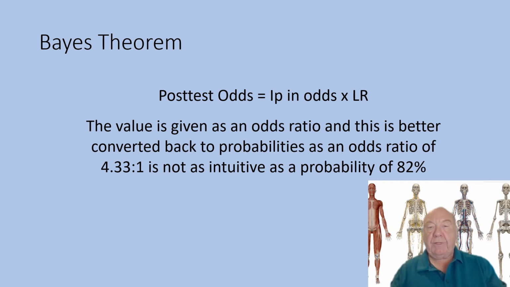Bayes' theorem, as I say, is a way of improving or updating the probability of an event or an occurrence. So basically, the odds after you do a positive test equals the prior odds, or the initial probability, either way in odds, times the likelihood ratio. So if we were given a value of 4.33 to 1, then that's not particularly intuitive. 4 to 1 might be, but 4.33 to 1 takes some thought. So if we convert that back to probability, it comes out at 82%, much easier to understand.